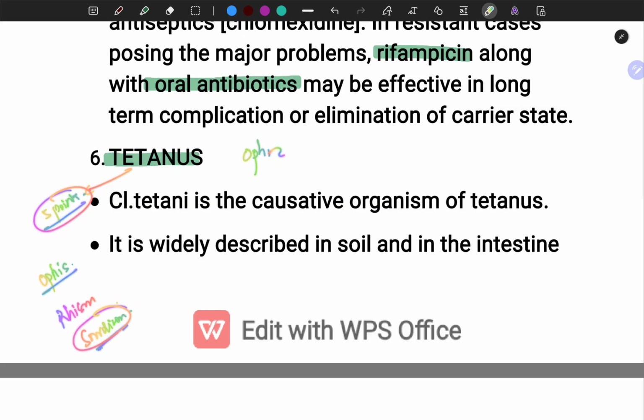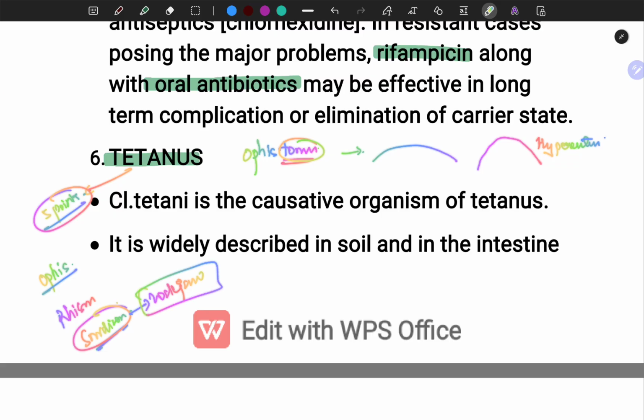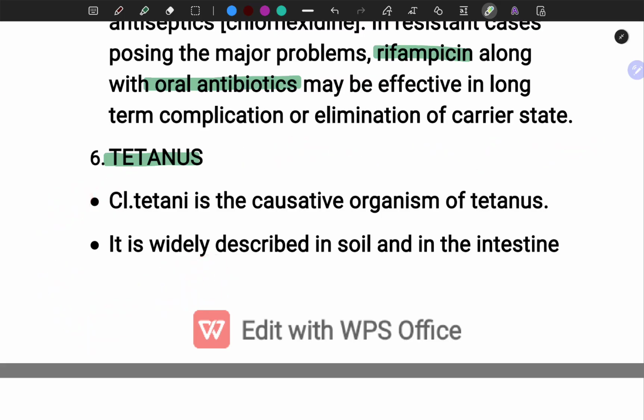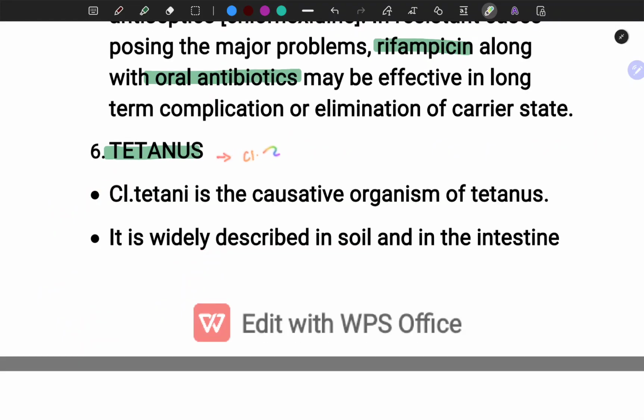So, what do you mean by opisthotonus? Just split the word. Tonus is the posture of the body. How does the posture look? It will be like a bending of the patient, which is hyperextension. What is risus sardonicus? It is nothing but a sardonic smile. How does it happen? Just remember these 3 points. Tetanus is caused by Clostridium tetani, which is a gram-positive aerobic organism. Sorry, gram-positive anaerobic organism.